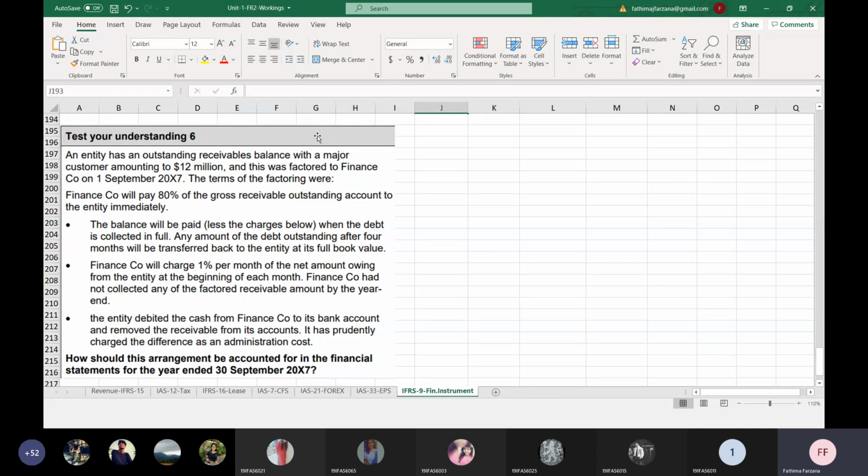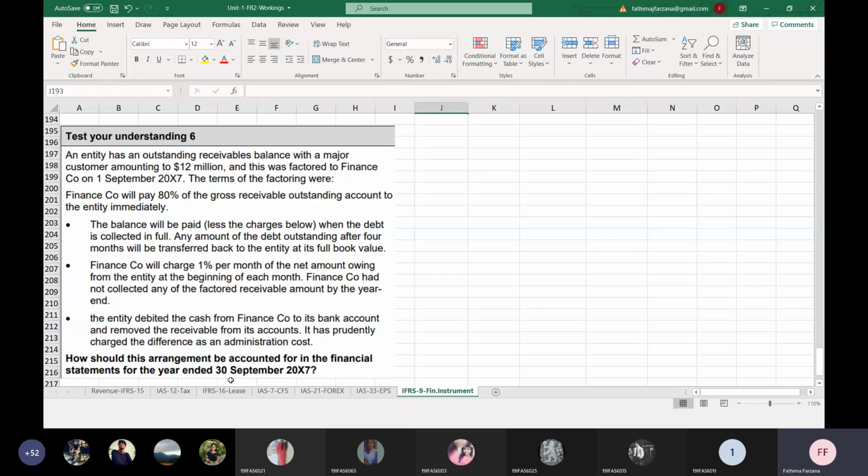Both are fine. Finally, workings is your working note. So ultimately, it should be understandable by you. Okay, so we'll go here. Here, what they asked is, how should this arrangement be accounted for in the financial statement for the year ended 30th September 2007? So what is the arrangement? Let's see.